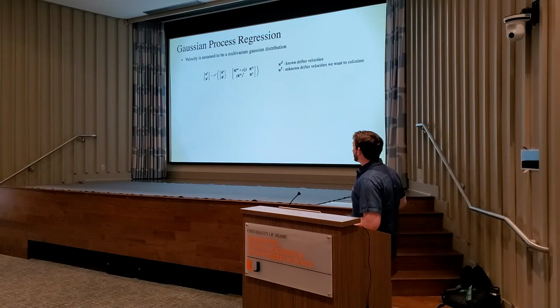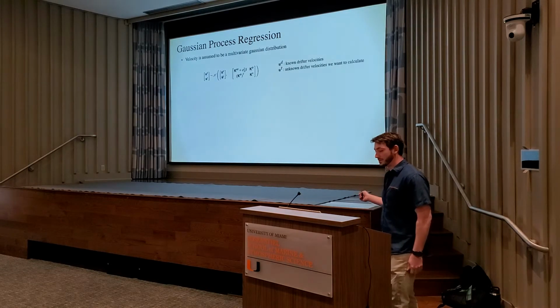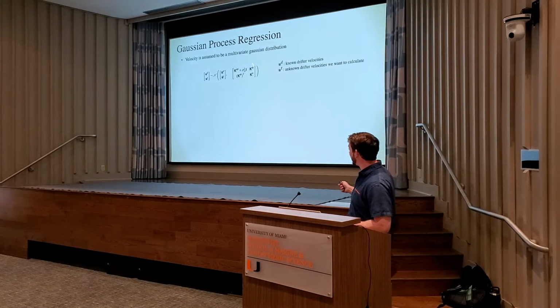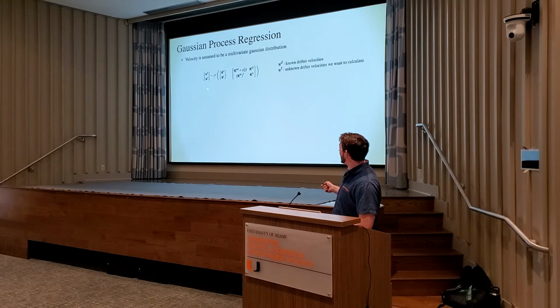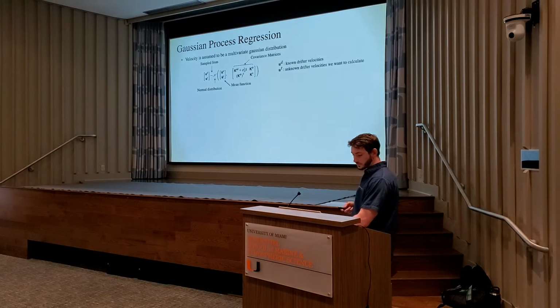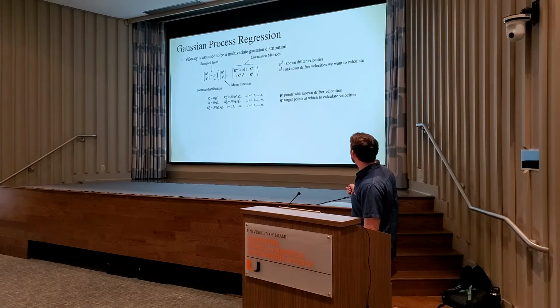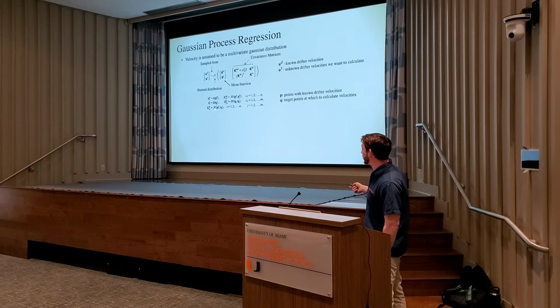So we assume velocity is a multivariate Gaussian distribution where UD is our known drift velocities and UT is our unknown velocities, or the grid that we want to calculate the velocities at. And all this is saying here is that our velocities are sampled from a normal or Gaussian distribution that is dependent on a mean function and these covariance matrices. What are these matrices? Each one of these is dependent on the points where we know the drift velocity, or the points where we don't know the drift velocity and want to calculate them, or a mixture of both.